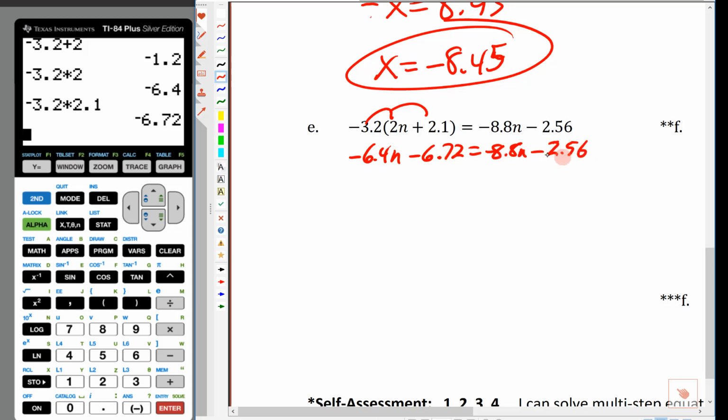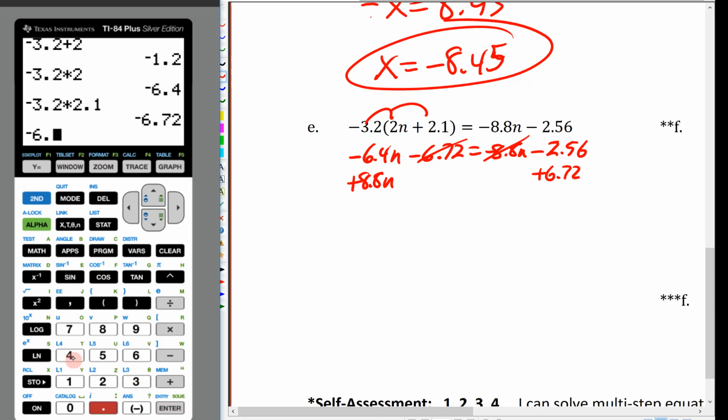Now we can go ahead and start solving this. I'm going to move the smallest one, that's this negative 8.8, so we're going to add 8.8n to this side. I'll go ahead and cross it off right here, which means we're going to move this guy, so we're going to be adding 6.72. So let's see what we've got here. We've got negative 6.4 plus 8.8. We expect a positive answer out of this one right here, and we do.